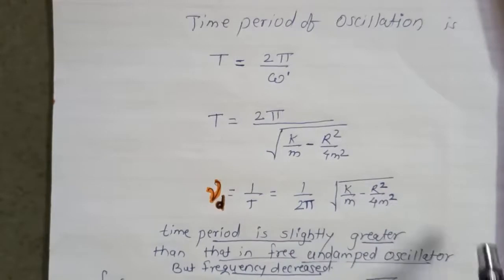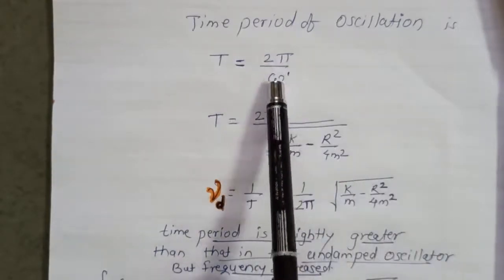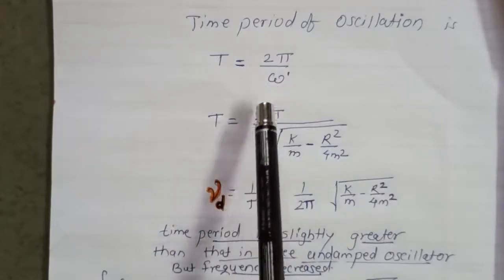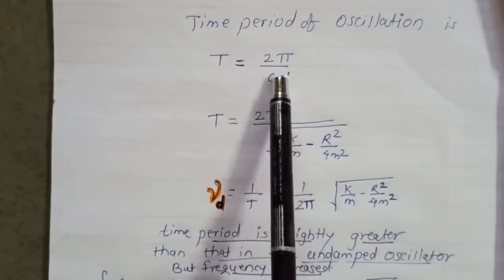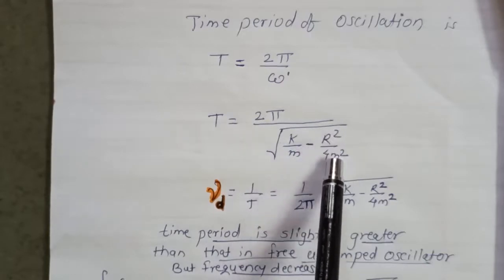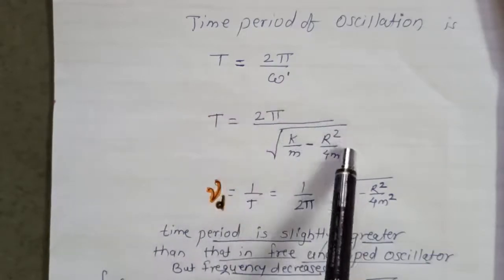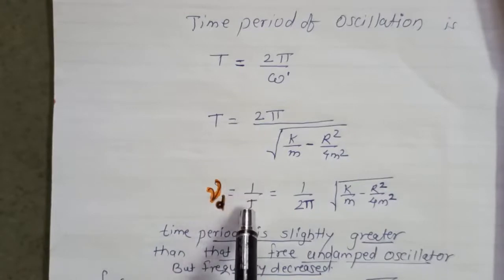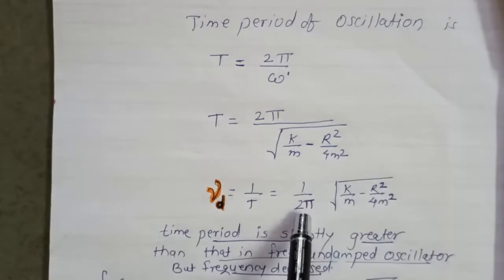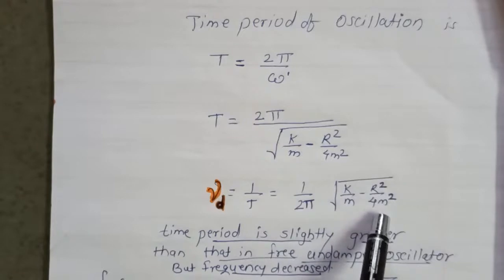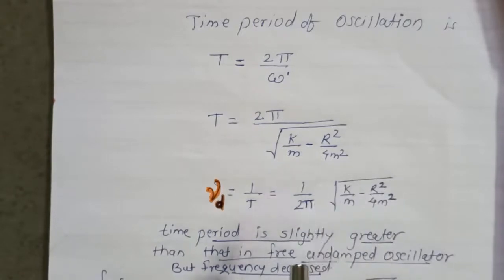The time period of oscillation T is equal to 2 pi upon omega dash for damped oscillation. Now T is equal to 2 pi, put the value of omega dash, that is square root of k by m minus r square upon 4m square. This is the period of damped oscillation. Now frequency is the reciprocal of period, that is nu d is equal to 1 upon T, that is equal to 1 upon 2 pi square root of k by m minus r square upon 4m square. This is the frequency of damped oscillation.